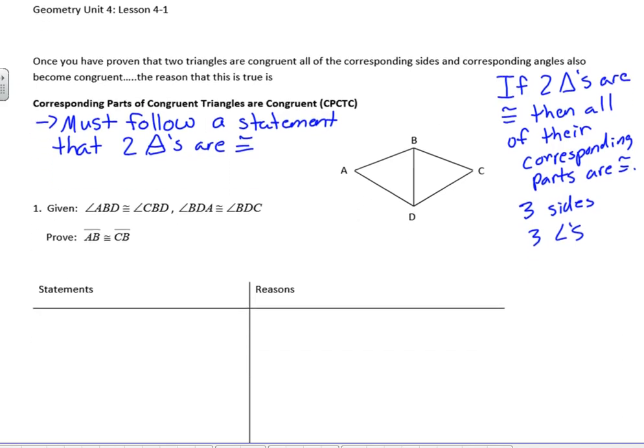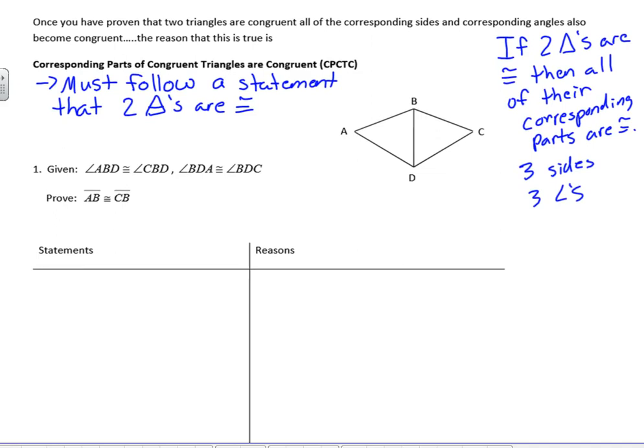So let's go ahead and do an example here, enough general talk. Given that angle ABD, this angle up here, is congruent to angle CBD, this angle up here, and angle BDA down here is congruent to angle BDC, we want to prove a part. Now notice this is not a triangle, this is parts. We're trying to prove parts are congruent. So we marked our given, and what do we have for free? We have a reflexive property.